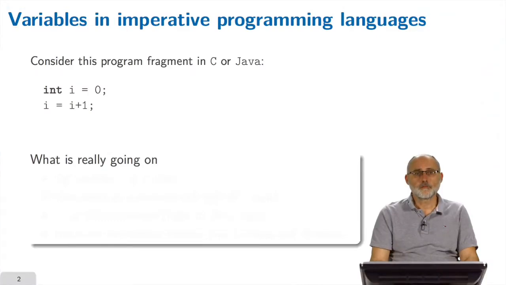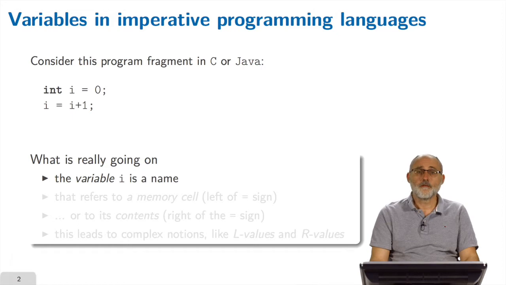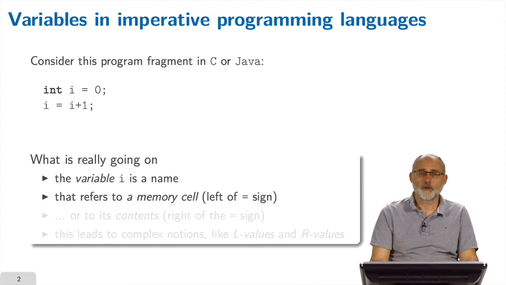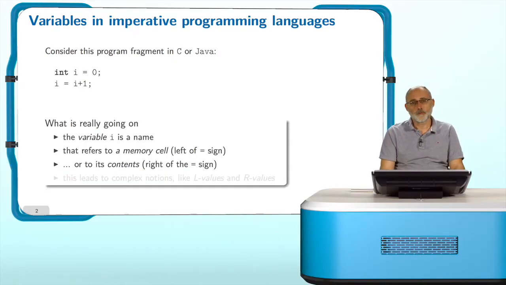The first line is a definition of a variable I. I is the name of the variable. It is initialized to 0. But this name I may refer to a memory cell when it is put on the left of the equal sign, this memory cell that you write in, or to the content of the memory cell, typically when it is on the right of the equal sign.